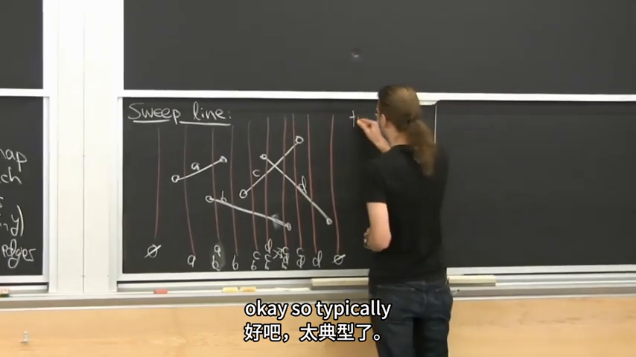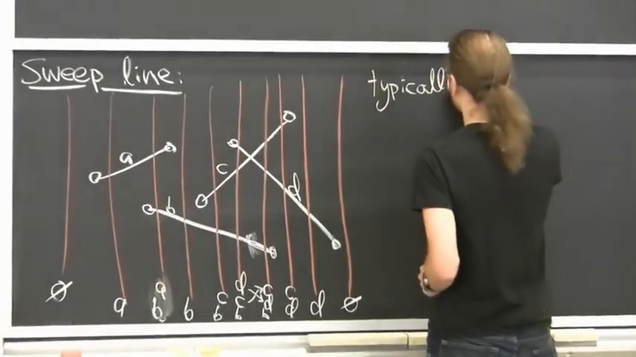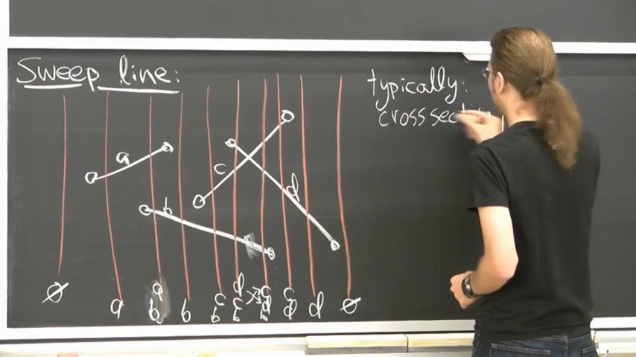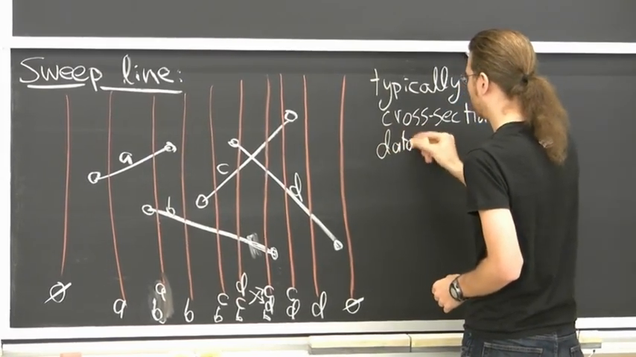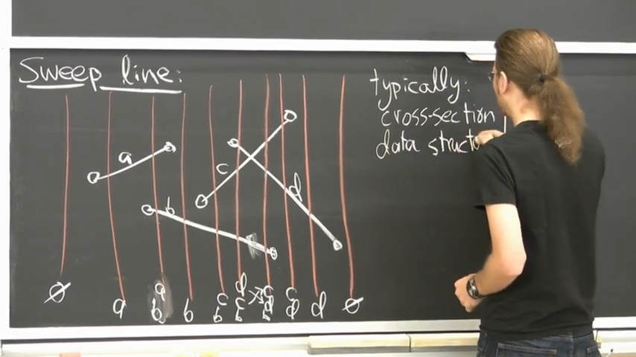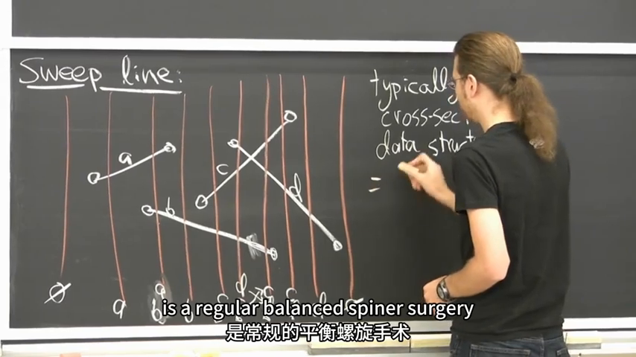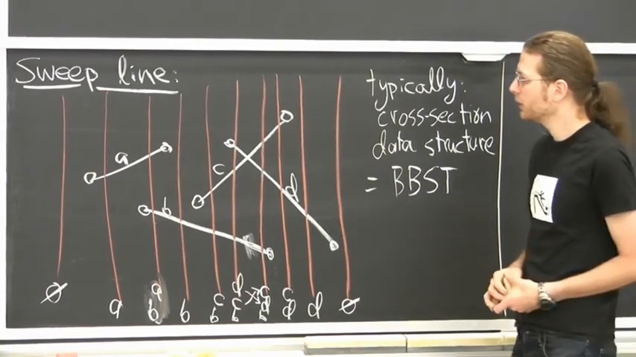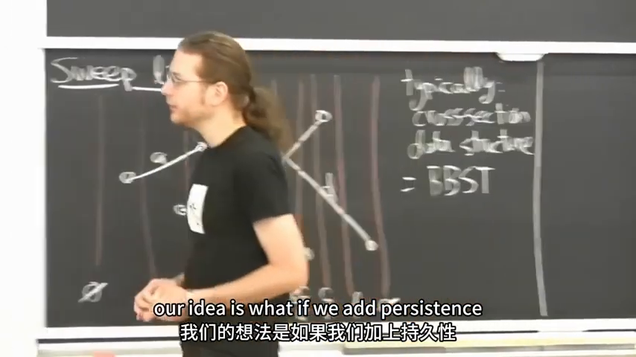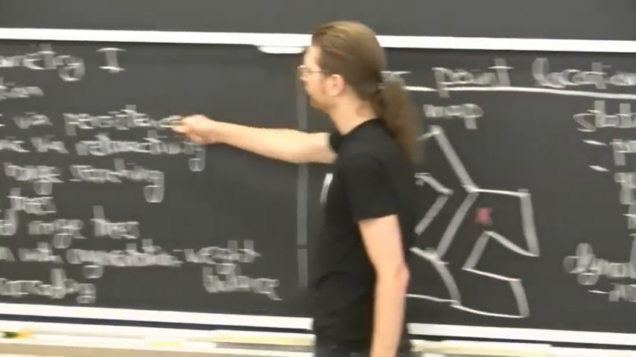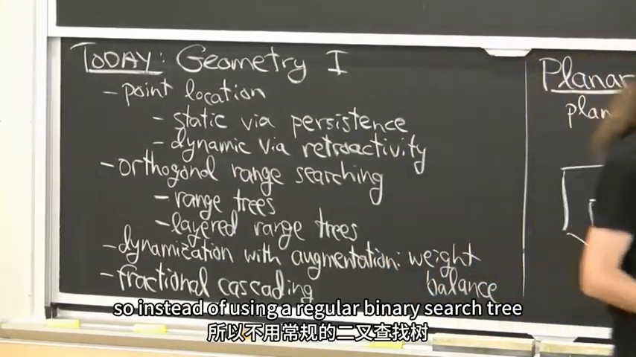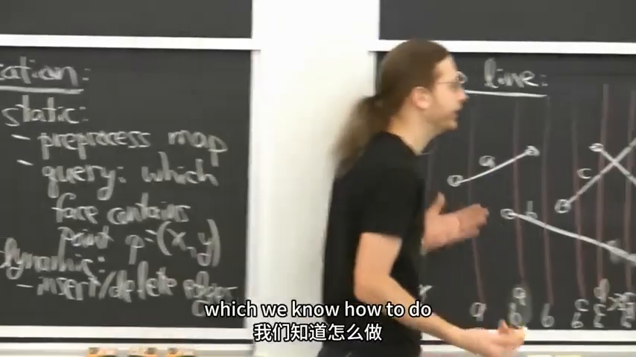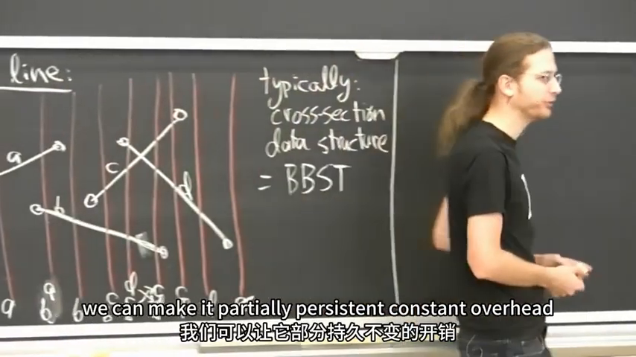Okay, so typically, the cross-section data structure is a regular balanced binary search tree. Our idea is, what if we add persistence to that binary search tree? So instead of using a regular binary search tree, we use a partially persistent balanced binary search tree, which we know how to do. This is a bounded in-degree structure. We can make it partially persistent, constant overhead.